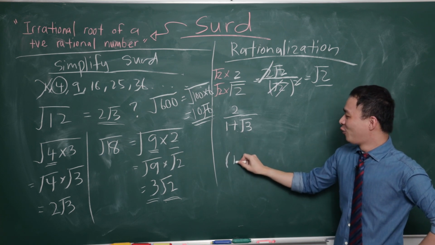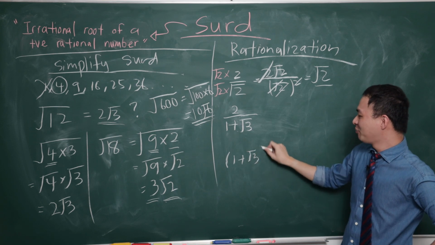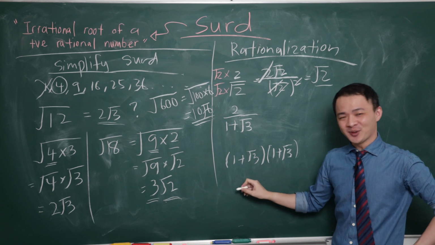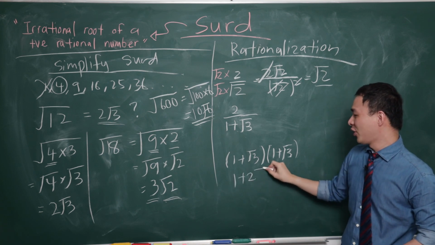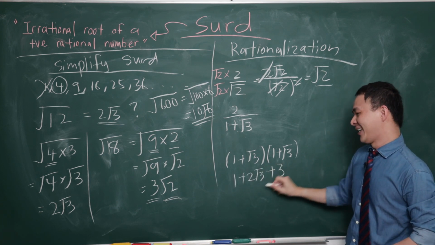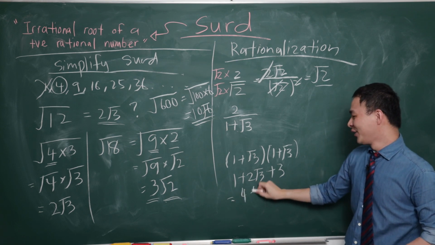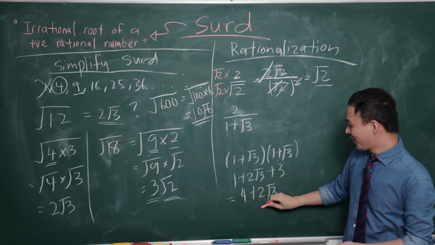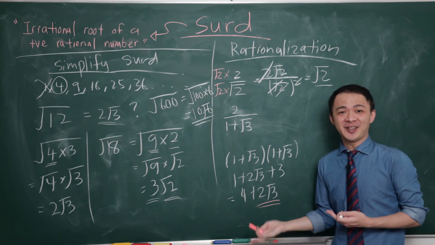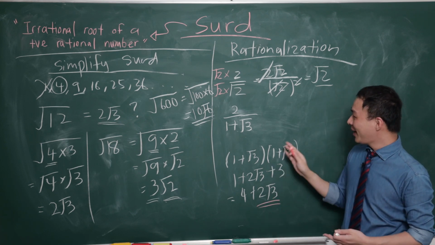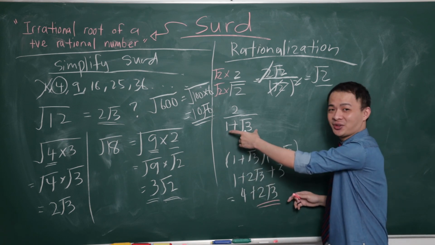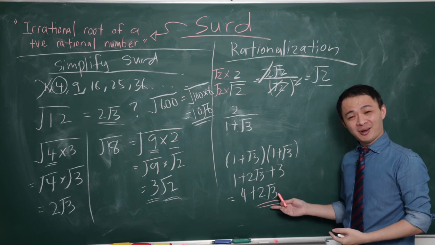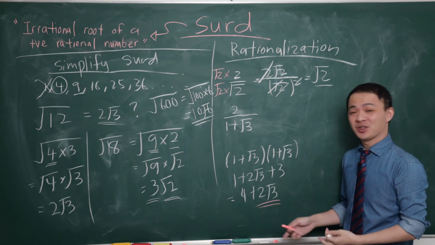Let's see. If I have 1 plus square root 3 and I multiply back the same thing, 1 plus square root 3, if I solve this one, I actually get 1 plus 2 square root 3 plus 3. And I simplify it, I get 4 plus 2 square root 3. You see, at the end, I still have the square root 3 here. It doesn't solve it at all. So if I multiply back the same thing, at the end, I still got square root 3 at the bottom, which is not what I want.